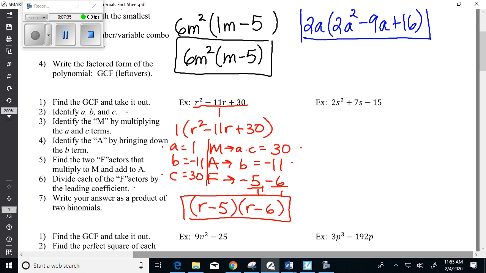Let's do another example. This time, we do have a leading coefficient, so it's going to change it up slightly. First, we look for greatest common factor. 2, 7, and 15, there's nothing that divides out evenly. S is the variable, but everything doesn't have it, so we're only dividing by 1. So again, nothing changes.